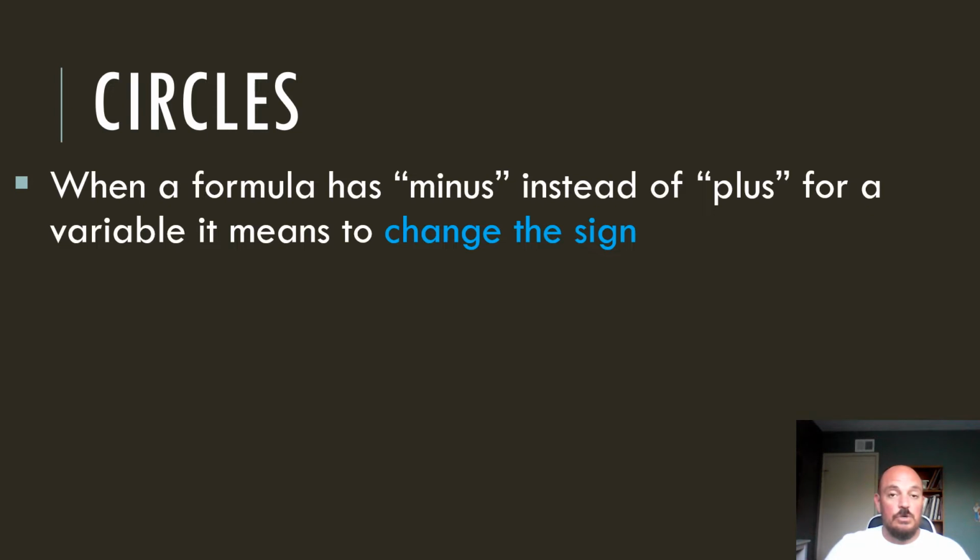Now, what you may have noticed from that formula was it said x minus h and y minus k. Whenever a formula has a minus instead of a plus for a number, what it's telling you is to change that sign. It's saying this is actually negative h, but we want to use positive h. Or this is actually negative k, but we want to use positive k. So a minus in a formula is a way to tell you to change the sign. Use the opposite sign of whatever number that has.